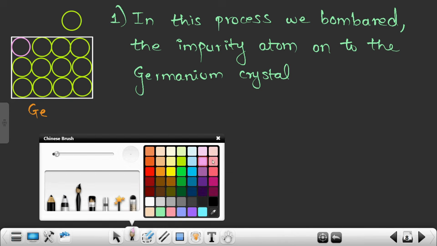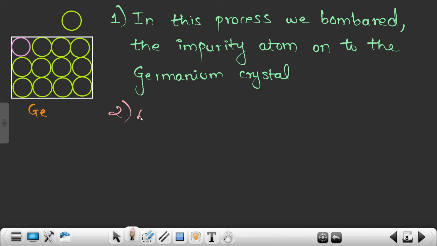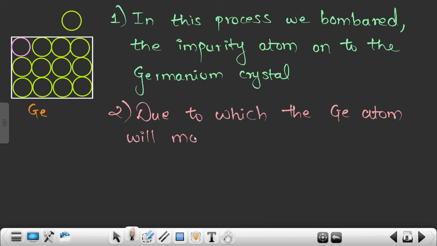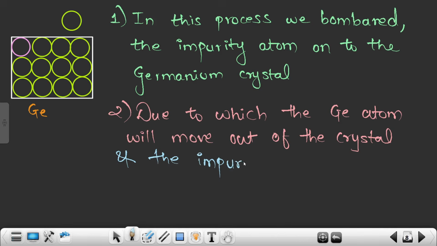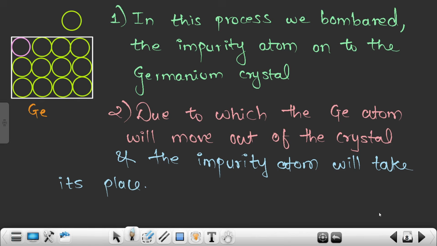Due to which, what is going to happen? The germanium atom will move out of the crystal, and the impurity atom will take its place, will accommodate its place, whatever you want to say. Or basically, it will replace the germanium atom.